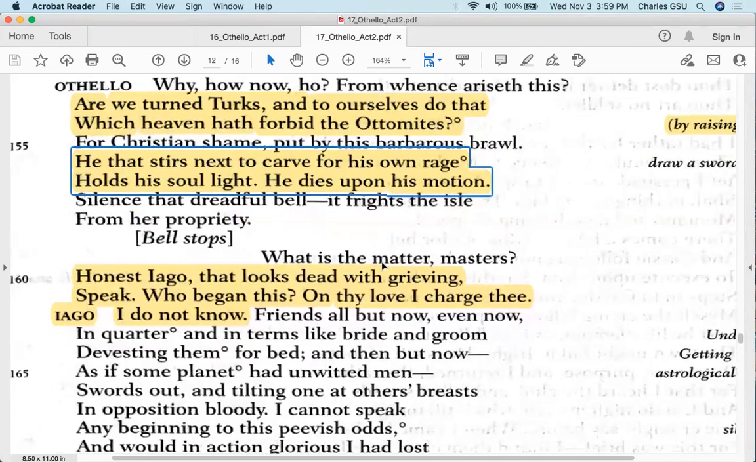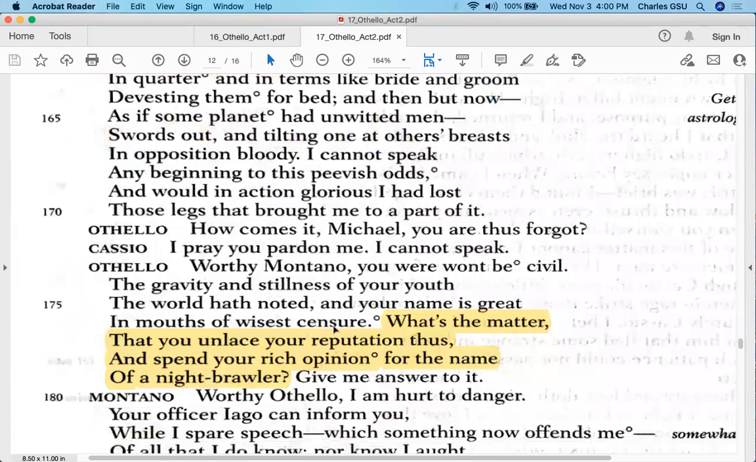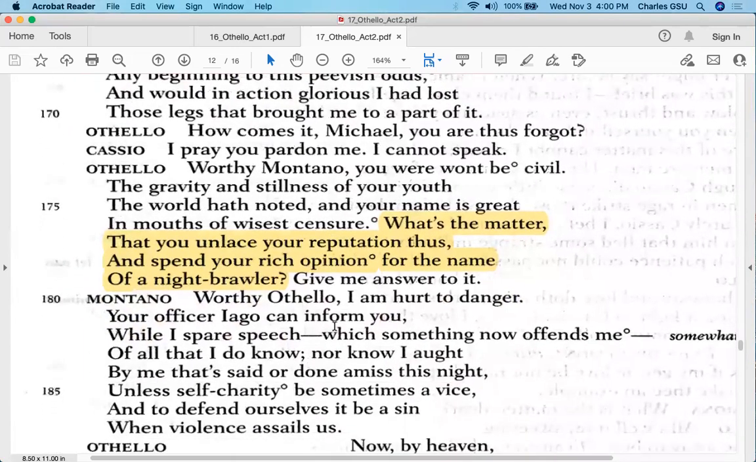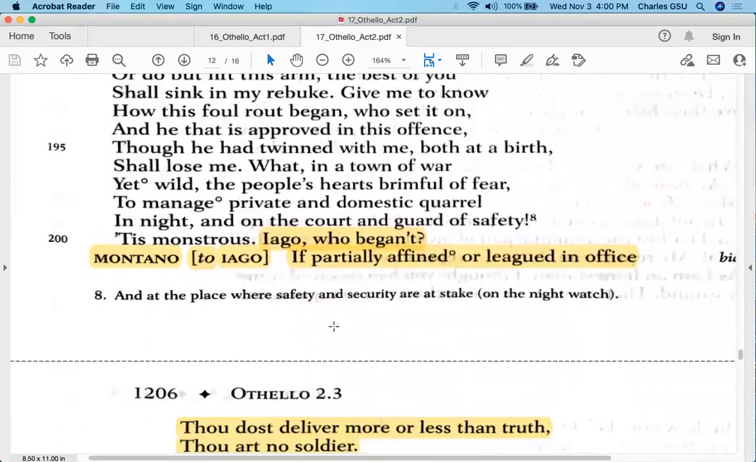He's that angry. And then he goes to Iago to ask, "What happened here? Honest Iago, that looks dead with grieving, speak. Who began this? On thy love," that is, on my love of friendship for thee, "I charge thee," right? And initially, Iago says he doesn't know, but he does eventually say it quite clearly.